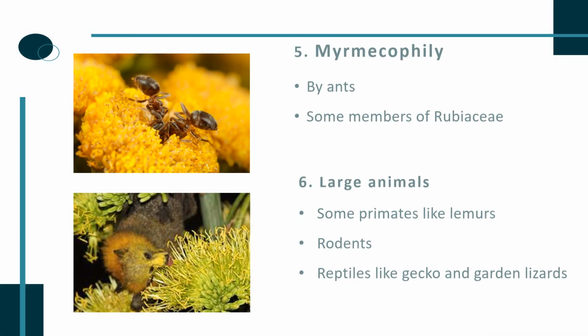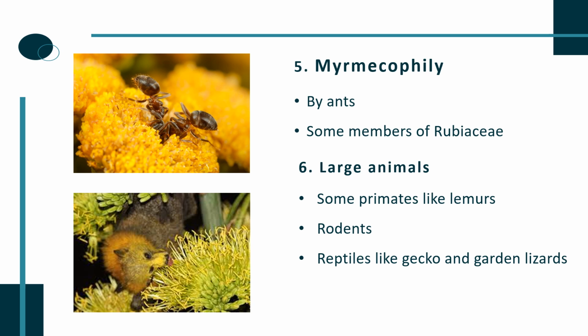Pollination also takes place by ants. It is known as myrmecophily, and a lot of large animals like lemurs, rodents, reptiles are also involved in pollination of some flowers.